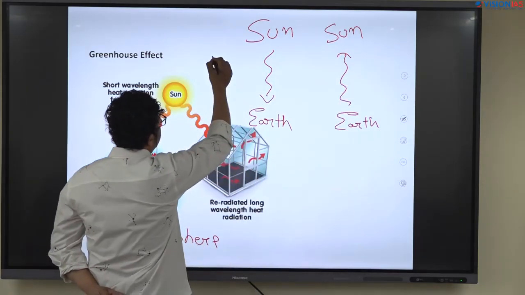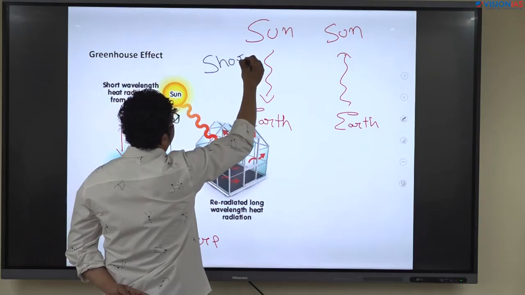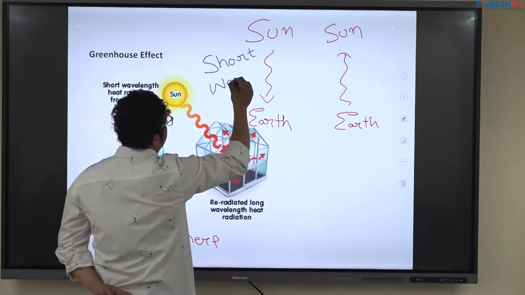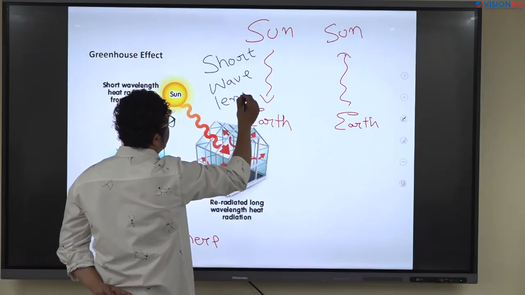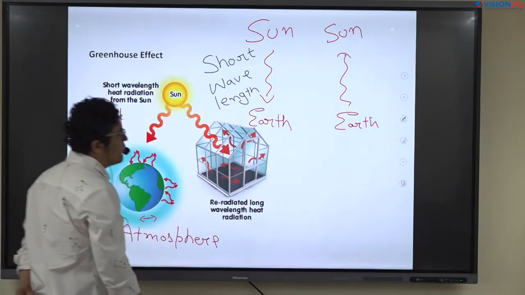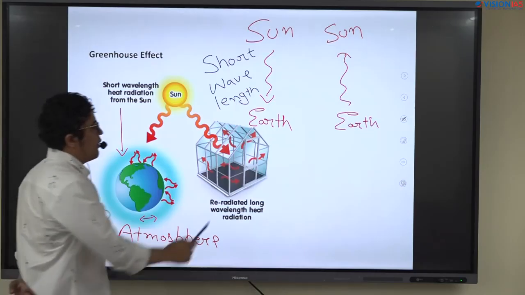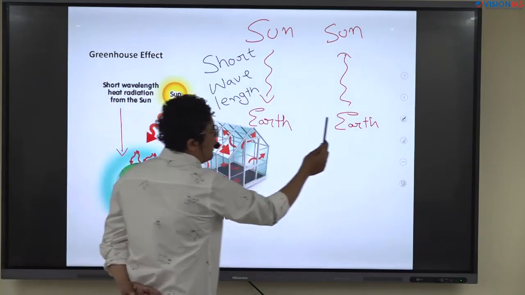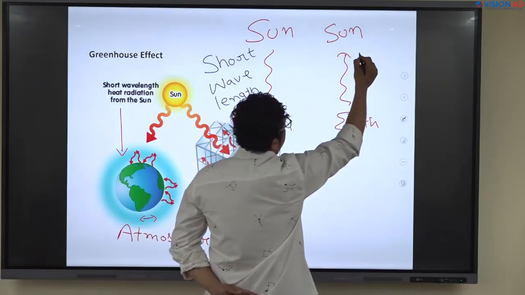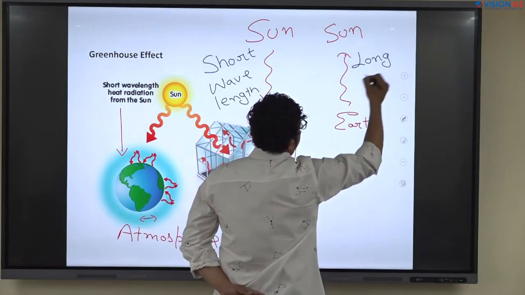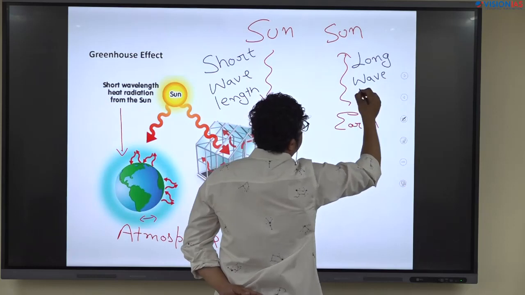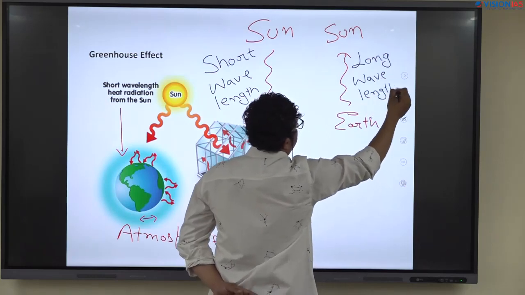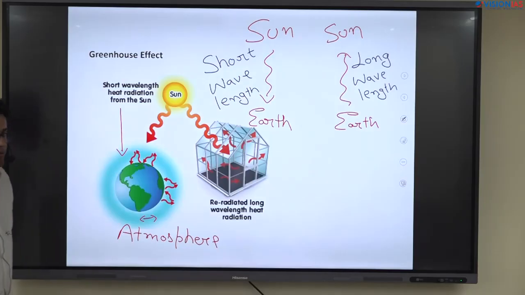The radiation which is coming from the sun has short wavelength. So when Earth receives it and reflects it back, its wavelength changes. It becomes long wavelength radiation. So there is a change in the wavelength of the radiation when it is reflected back by the Earth.